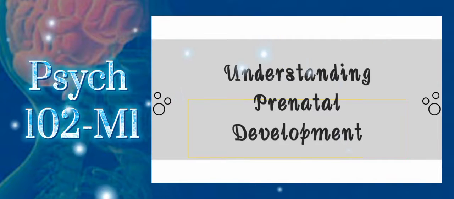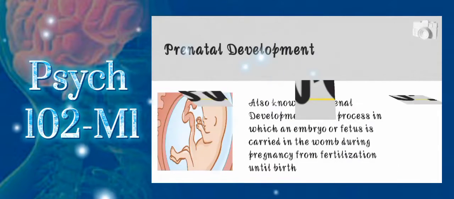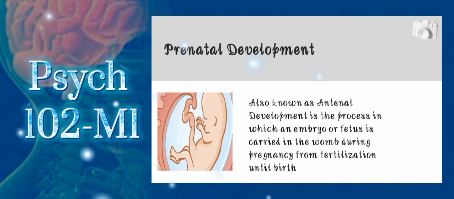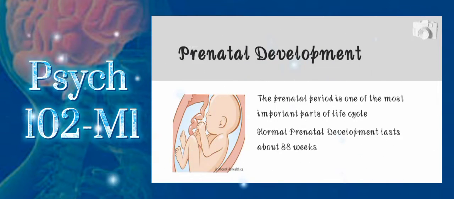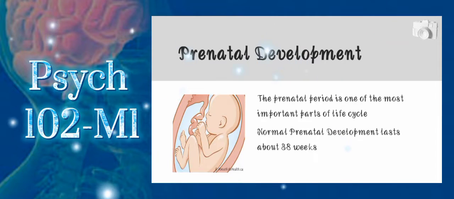Understanding prenatal development. Prenatal development is also known as antenatal development. It is the process in which an embryo or fetus is carried in the womb during pregnancy from fertilization until birth. The prenatal period is one of the most important parts of the life cycle. Normal prenatal development lasts about 38 weeks.